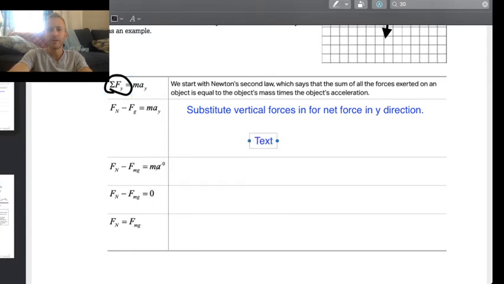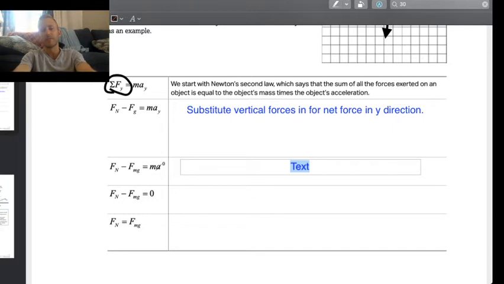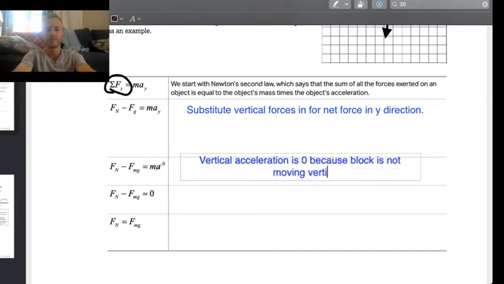Then what we do is we notice that the vertical acceleration is 0 because the block is not moving vertically. Okay. So then we substituted in 0.